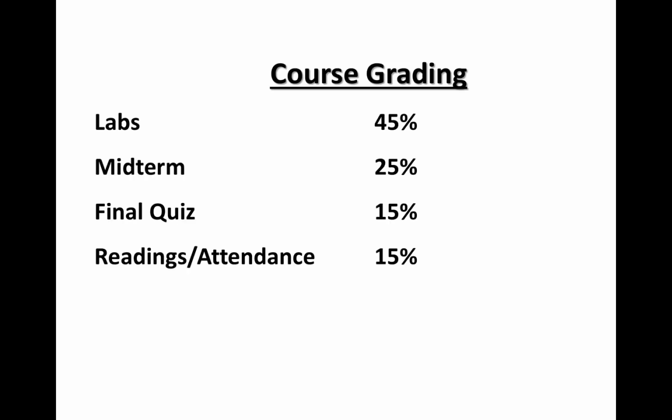This is how the grading for the course will break out. I'm going to weight the labs the heaviest at 45%. We'll have a lab per week, roughly. The midterm will be 25% of your grade. The final quiz, 15%. And then just participation, which will be turning in reading assignments, participating in online discussions, and attendance will be 15%.